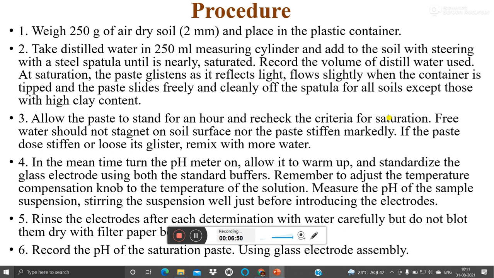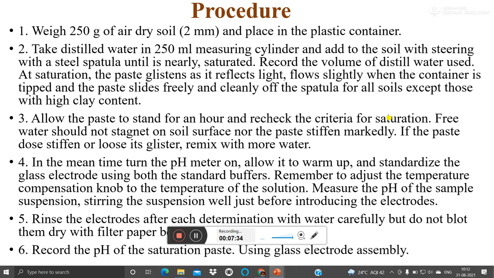Procedure: wet 250 gram of air dry soil and place it in a plastic container. This is the procedure for the saturation paste extract. Take distilled water in a 250 ml measuring cylinder and add it to the soil while stirring with a steel spatula until it is nearly saturated. Then record the volume of distilled water used. At saturation, the paste glistens as it reflects light and flows slightly when the container is tipped. If the soil has high clay content, the paste may not slide freely off the spatula.